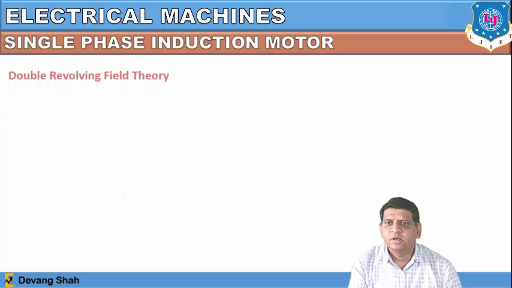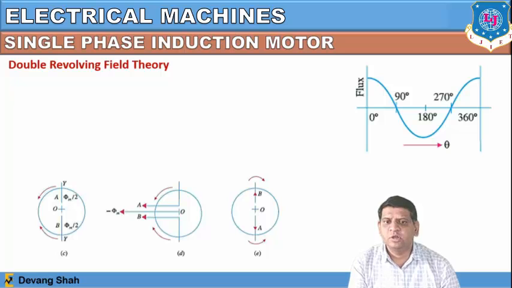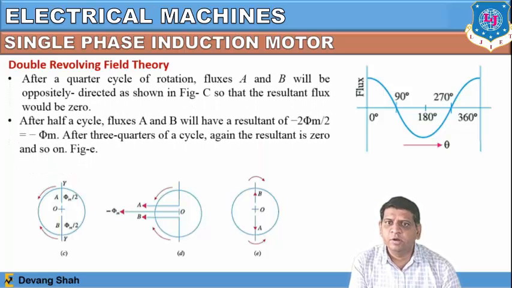Because of this, we can produce the initial torque using this double revolving field theory, where after a quarter cycle of rotation, fluxes A and B will be oppositely directed as shown in figure C. So the resultant flux would be 0, and after half a cycle, fluxes A and B will have a resultant of minus 2 phi m divided by 2, that is equal to minus phi m. After three quarters of the cycle, again the resultant becomes 0.